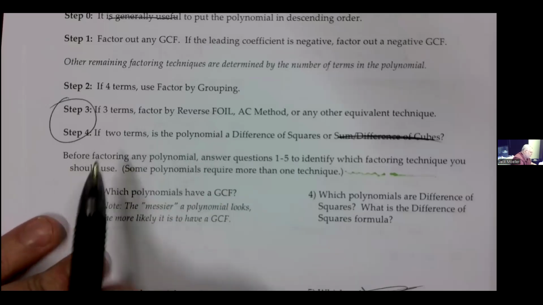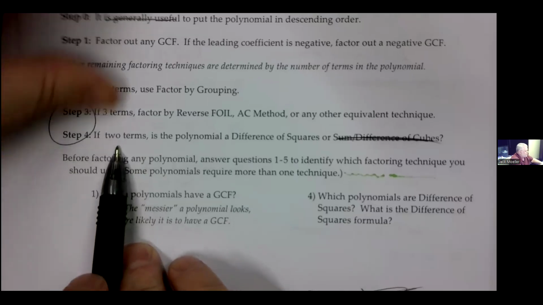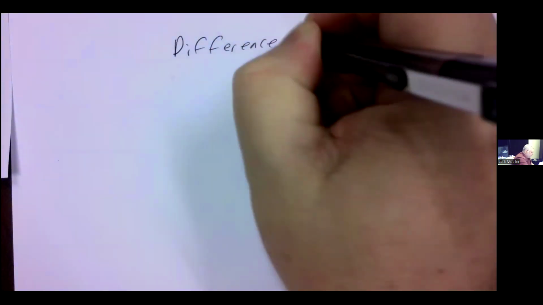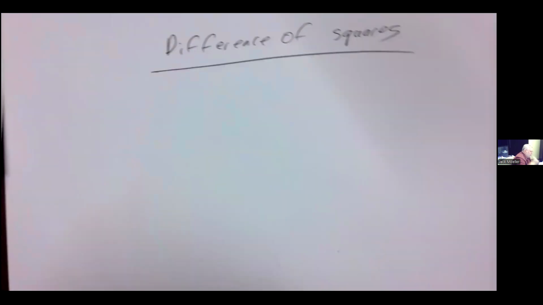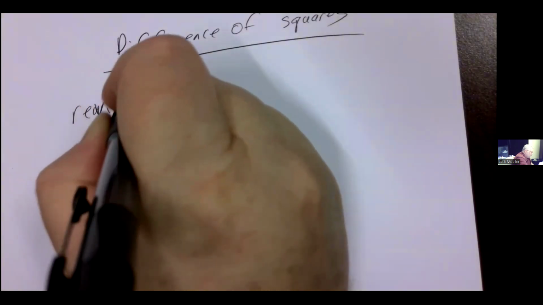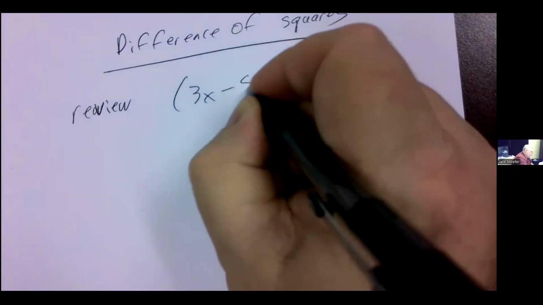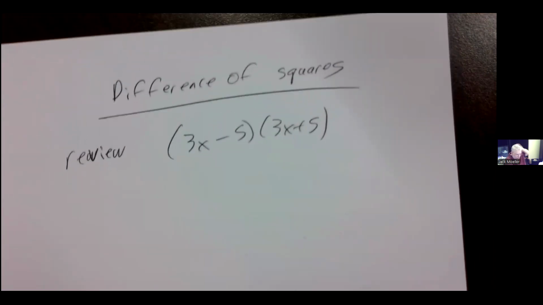So that was 3 terms. Now we have to go back to difference of squares. Now for the difference of squares, I want to do a quick FOIL problem again. So I want you to multiply for me 3x minus 5 times 3x plus 5. Let's see what happens.